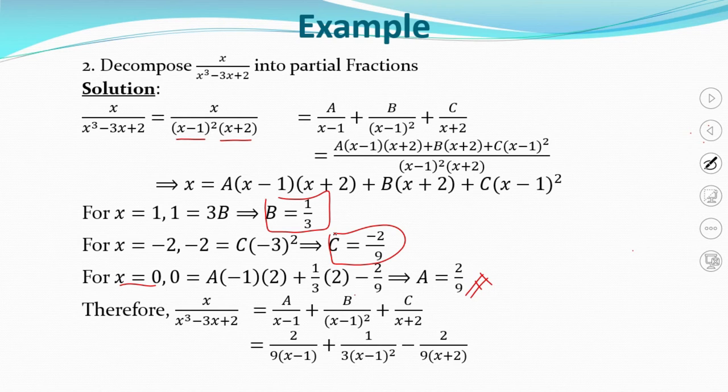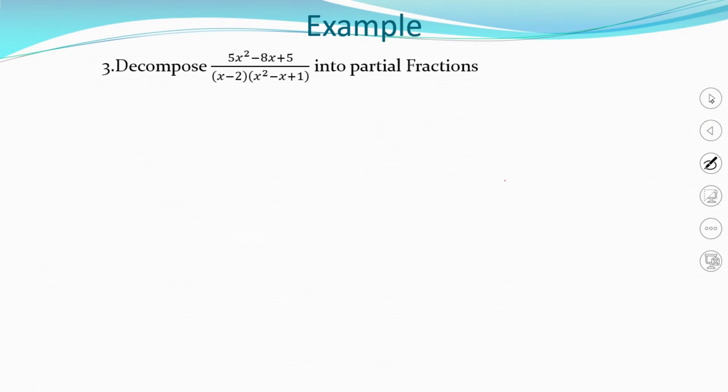Now let's continue to the next example. Here we have 5x squared minus 8x plus 5 over x minus 2 times x squared minus x plus 1. And let's decompose this into partial fractions.